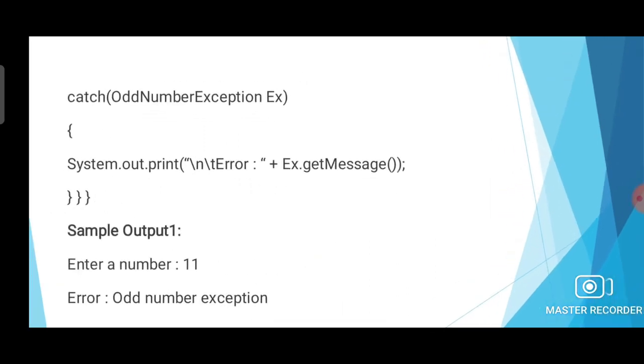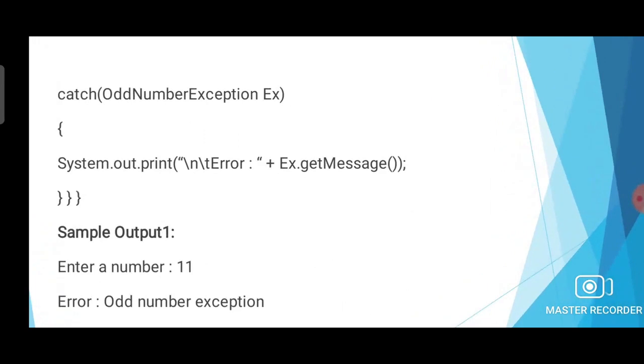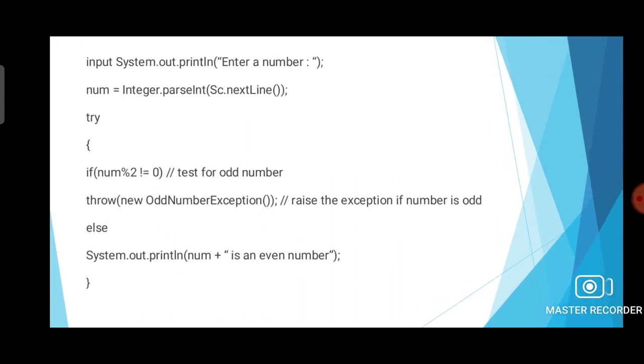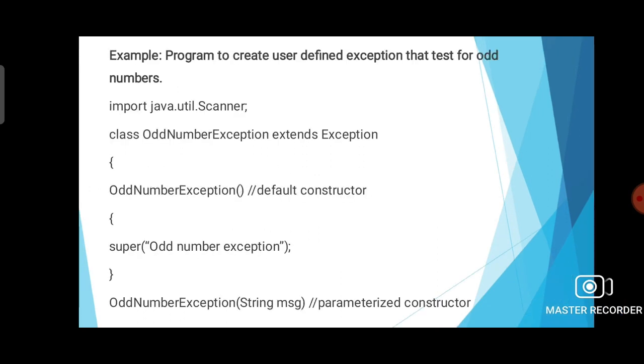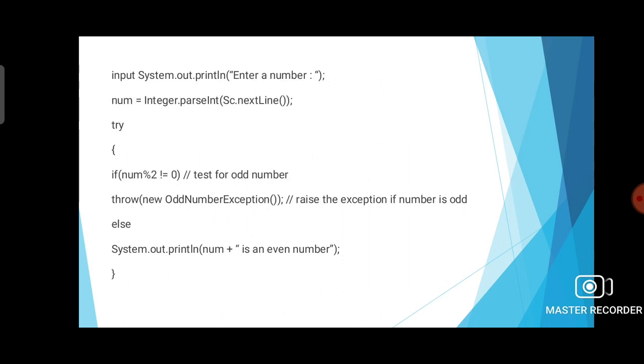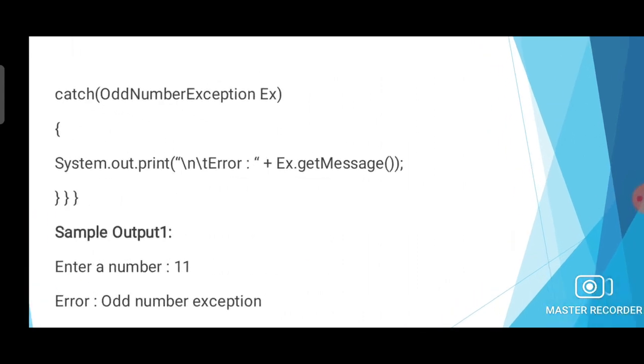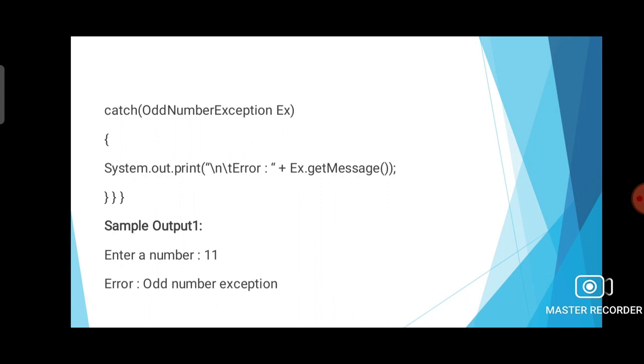Now in the catch statement we have System.out.println, which prints "Error" plus ex.getMessage. Actually ex is the object for the OddNumberException, and getMessage will take the message from the OddNumberException. Previously, in the constructor of the super method, we provided the message to the constructor. The message was OddNumberException. Now in the catch statement that particular message will be printed along with the word Error.